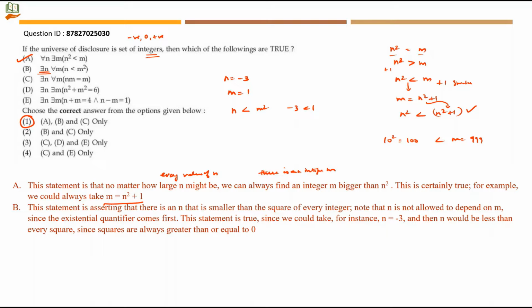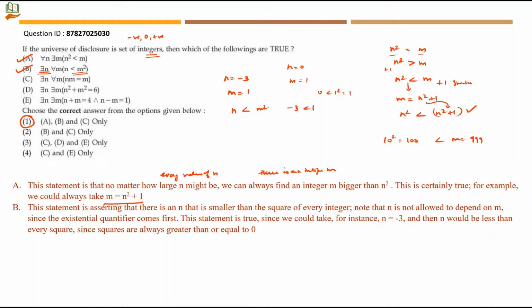Since squares are always greater than or equal to 0, m square is greater than n. This is just a reverse of A statement. Here instead of for all n and n square, where they say it is less than for a particular m, here they are reversing, like for a particular n, every square will be greater. So this makes sense and of course this turns out to be true. Now if I want to say n is equal to 0 and m is equal to 1, even now we can say 0 is less than 1 square, which is equal to 1. So this statement is also true.